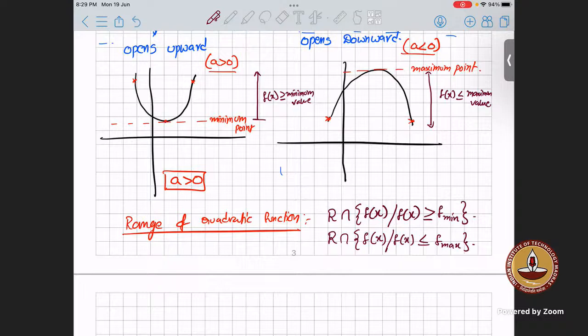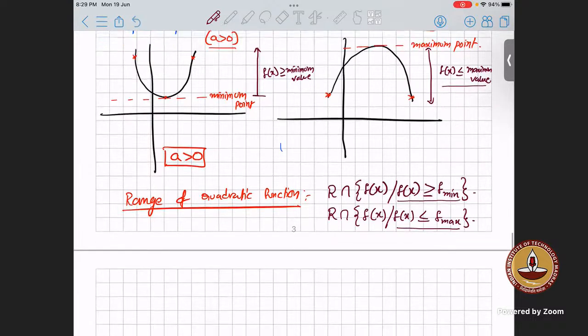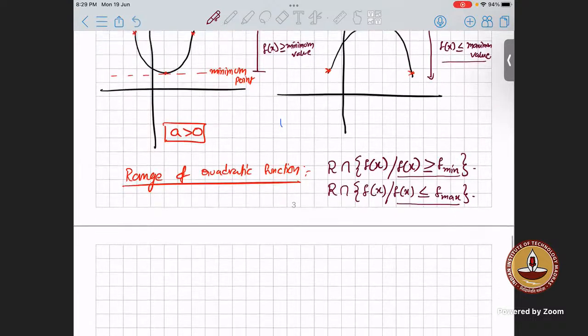We are just removing the values. f of x must be greater than minimum value. Here we wrote the same thing: f of x must be greater than minimum value. Here f of x less than maximum value. Here we wrote the same thing: f of x less than or equal to maximum value. Agree?